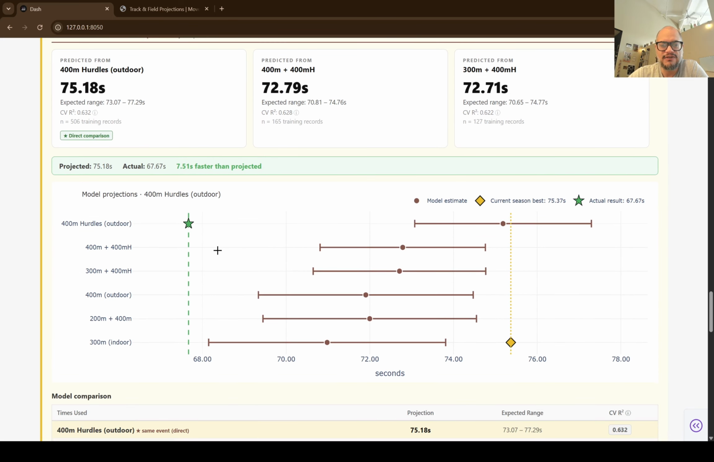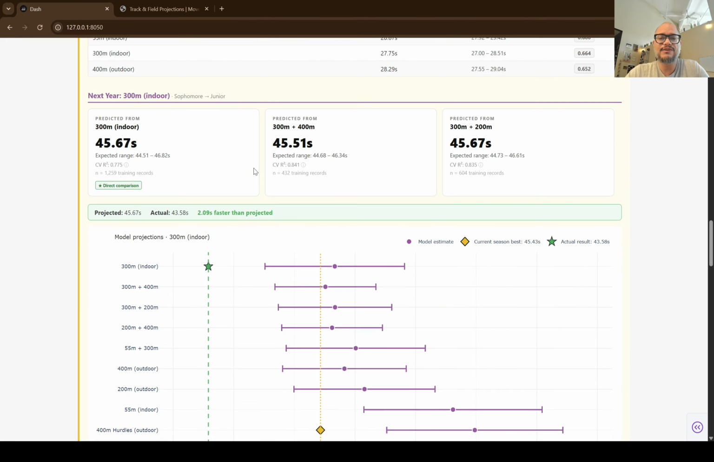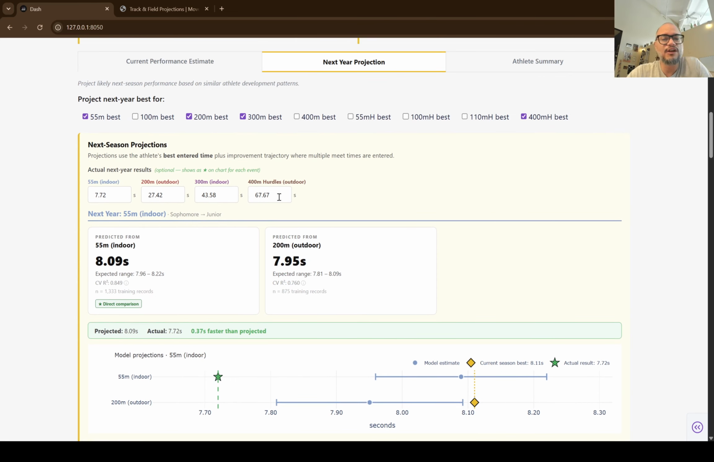And we go down, same thing, 400-meter hurdles. They actually ran it more times in their junior year, so that probably could explain a lot more as well. But this is just a way that we can look at performances. We can see where coaching can come in to help improve the athletes.